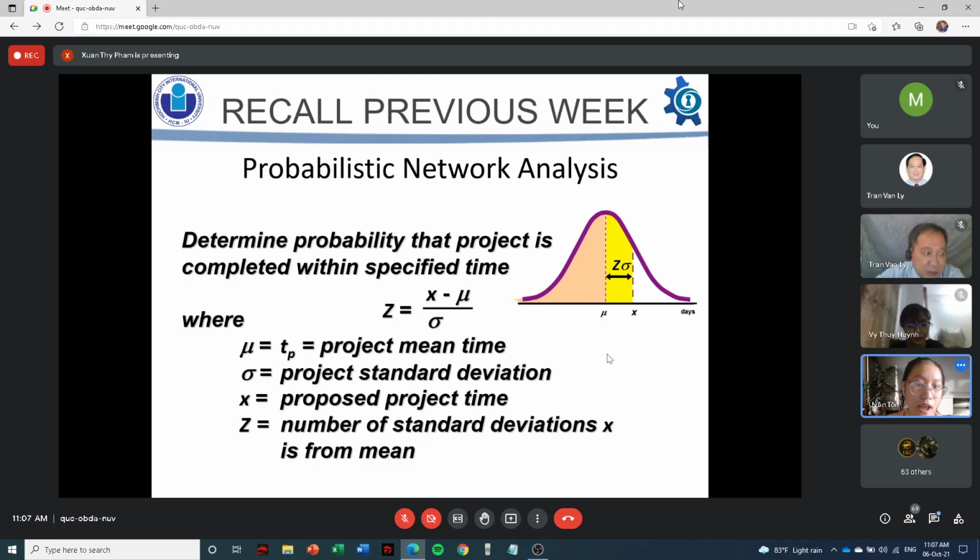Next slide. To determine the probability that the project is completed within a specific time, we can use the Z-score formula here. Mu is the project mean time, sigma is the project standard deviation, x is the proposed project time, and z is the number of standard deviations the proposed project time is from the mean.